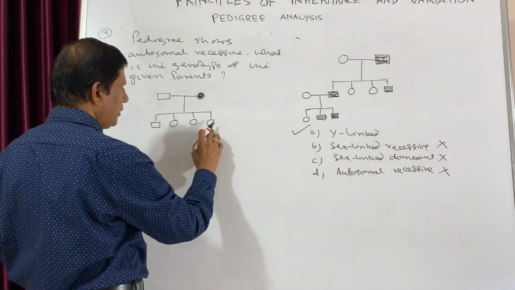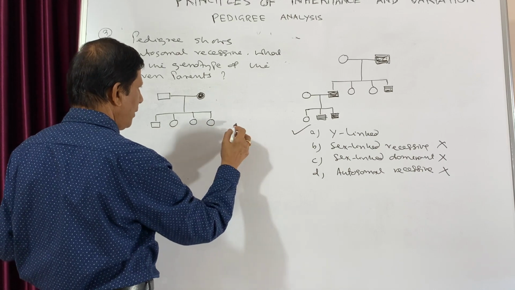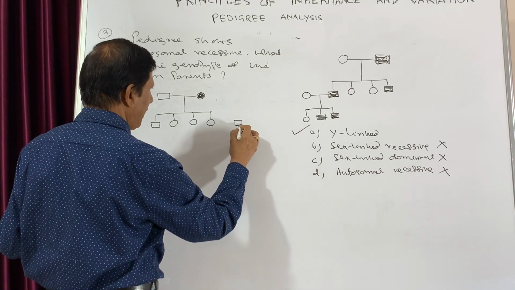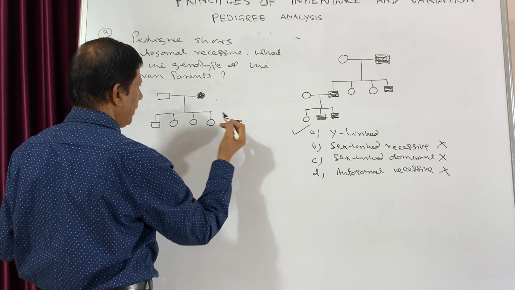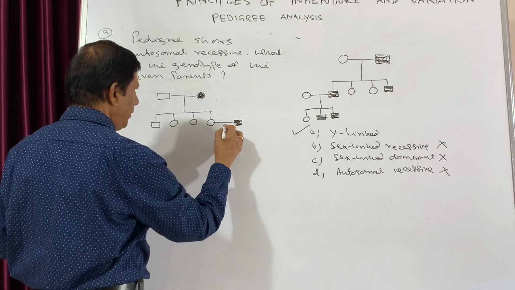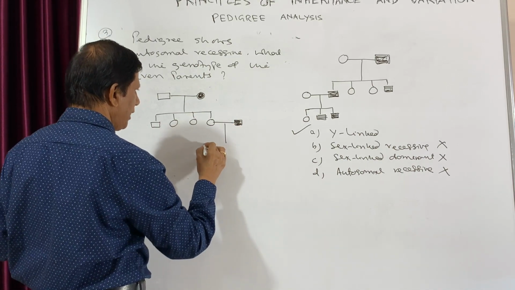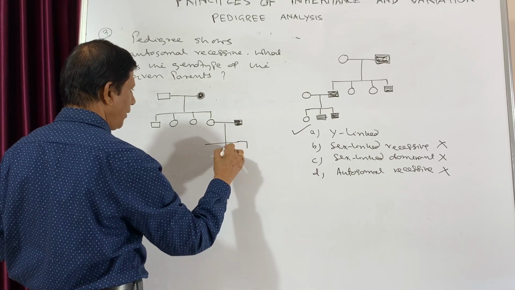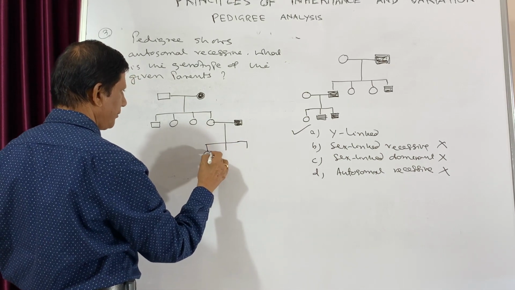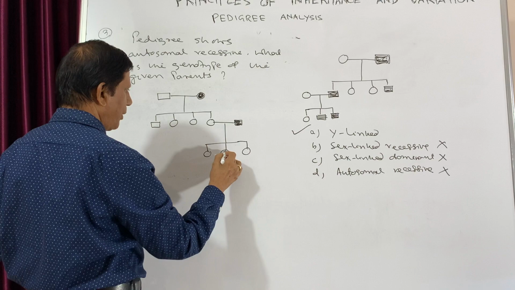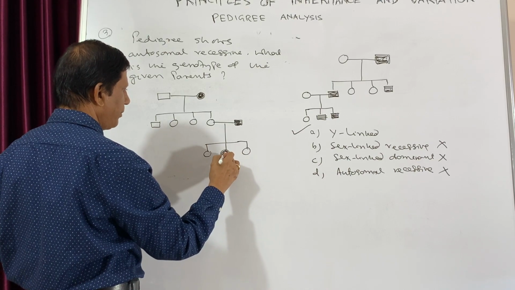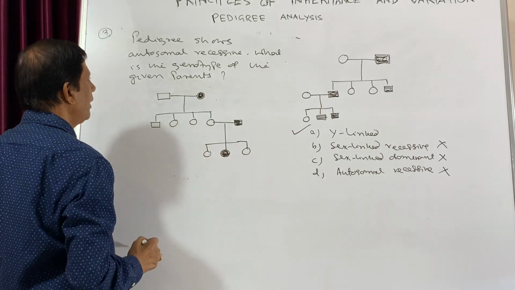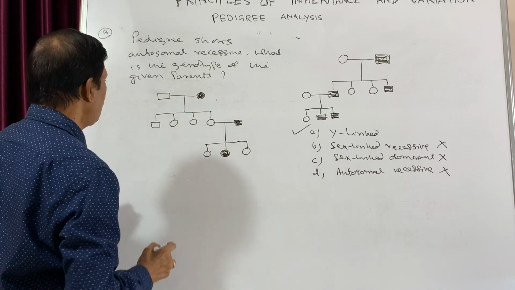Now this 4th daughter or 4th child will marry one male who is also suffering. Now they will have 3 children and all of them are daughters. But only one daughter is suffering from it. So you have to study the genotypes.